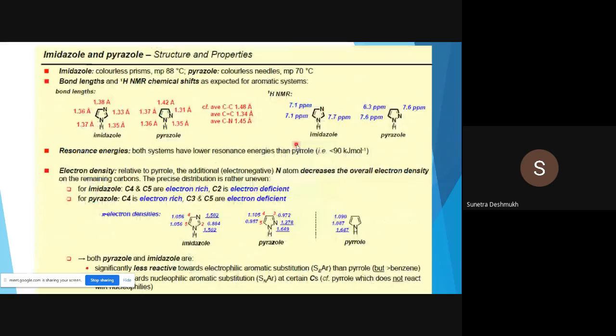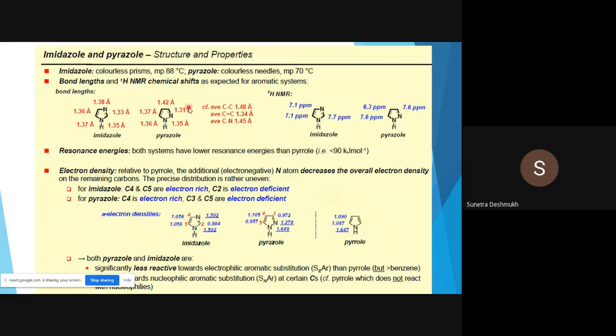We started combining them because these two are mostly similar to each other, resembling each other. That's why we have to study these two, pyrazole and imidazole, collectively, or simultaneously. We can start both these heterocycles. Imidazole and pyrazole: structure and properties.